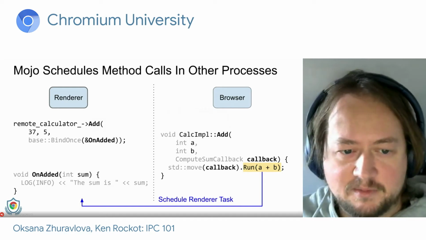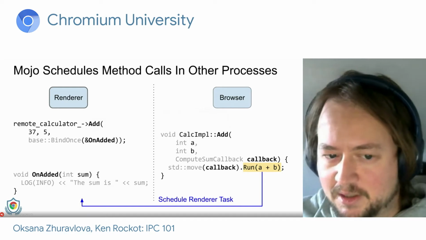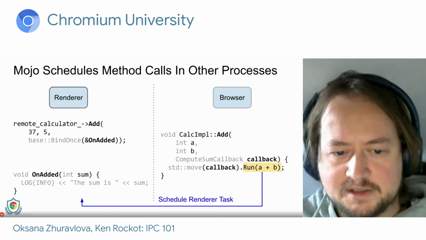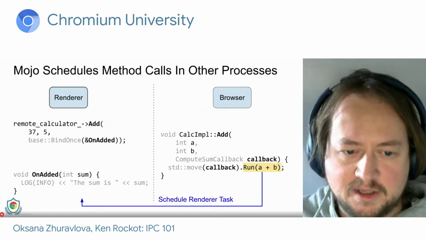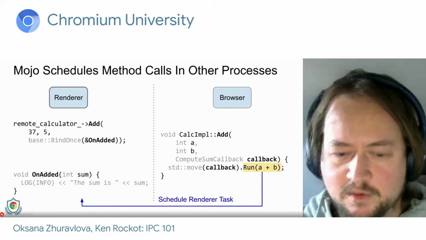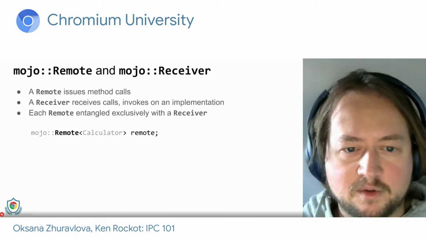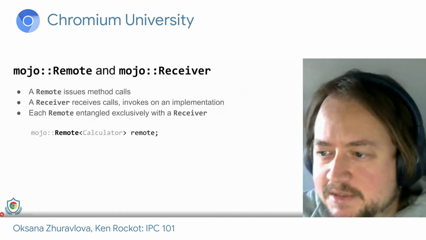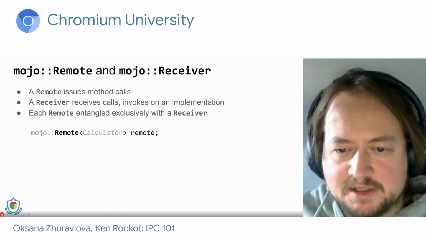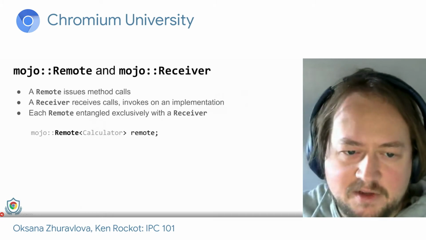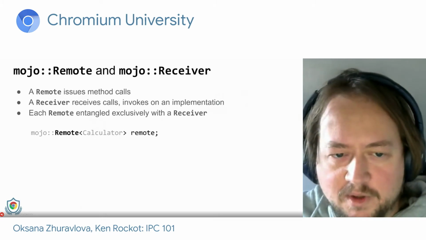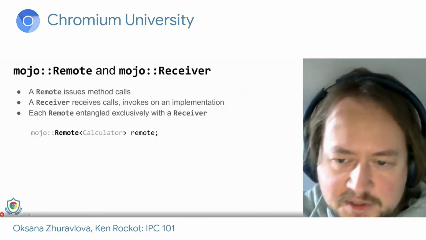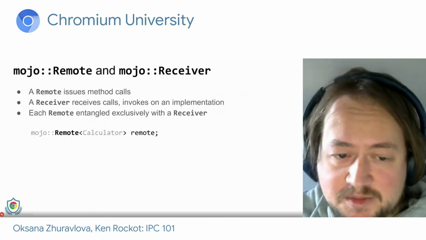And the idea behind Mojo is just kind of make this whole thing easy. It makes inter-process work kind of feel just like any other asynchronous work you might do in Chromium. And so the two key types that we use to support this, and Mojo has a lot of types and a lot of APIs, but these are the two really important ones. Most Mojo usage you see will use just these two types.